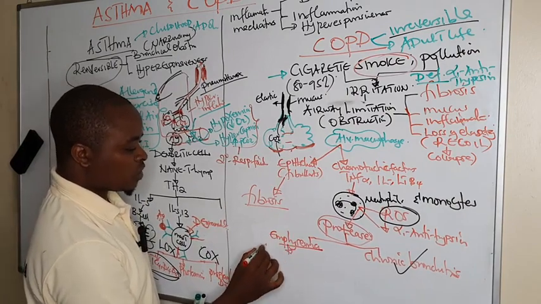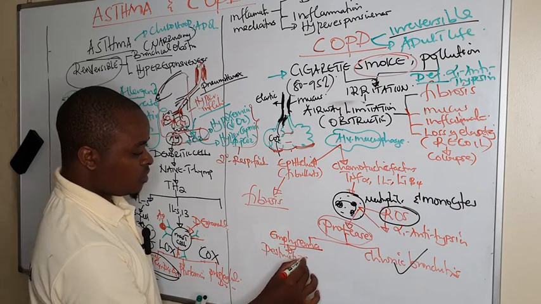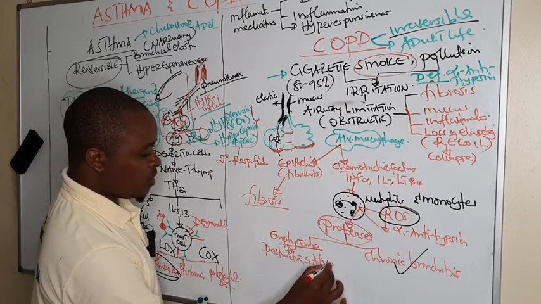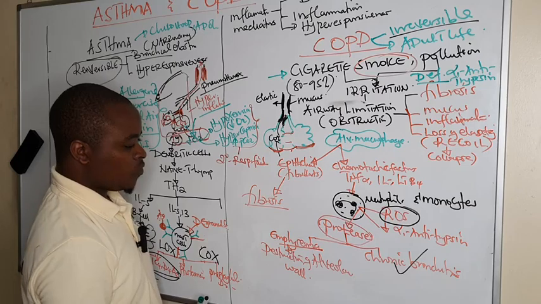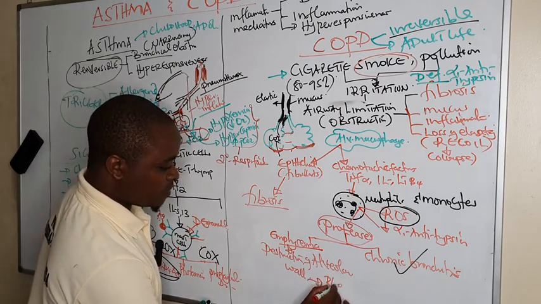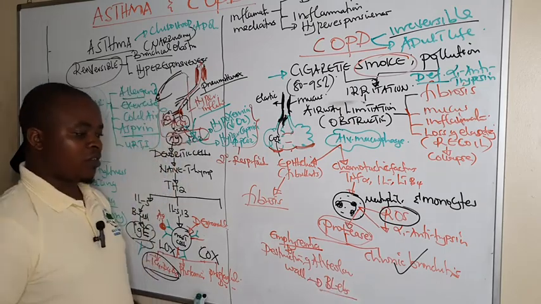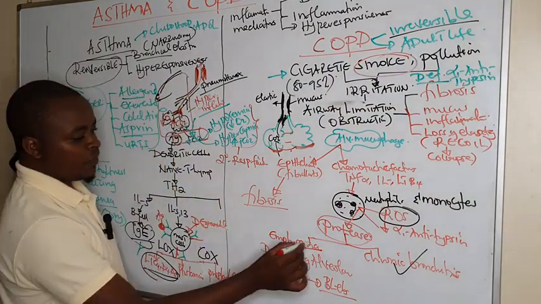Emphysema is due to destruction of the alveolar walls, which are seen under X-ray as alveolar blebs. Alveolar blebs are seen from there. So that is emphysema we are talking about.